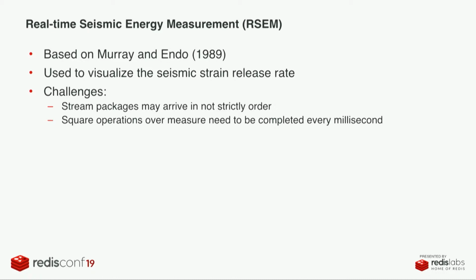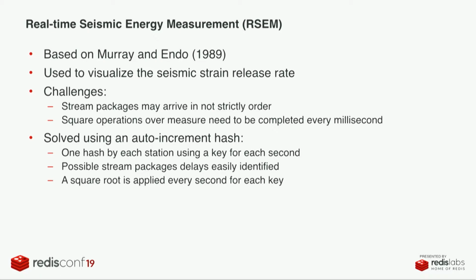The challenge that we have is that stream packages may not arrive in strict order. This is because the protocol is not exactly correct for sending packages, or something related to the communication between the station and the servers. And we need to do square operations over every single millisecond measure. In that case, Redis could help us because we could do every calculation at the moment that we need it.